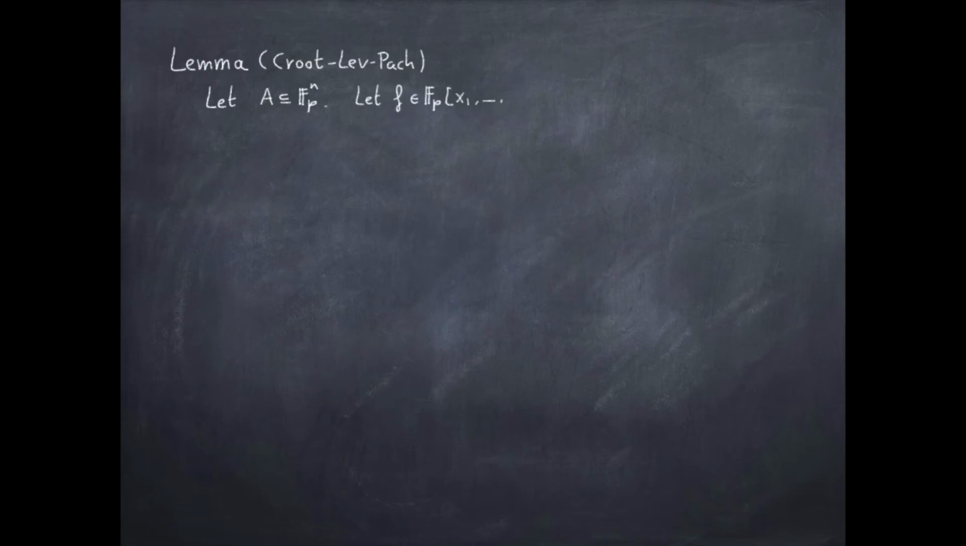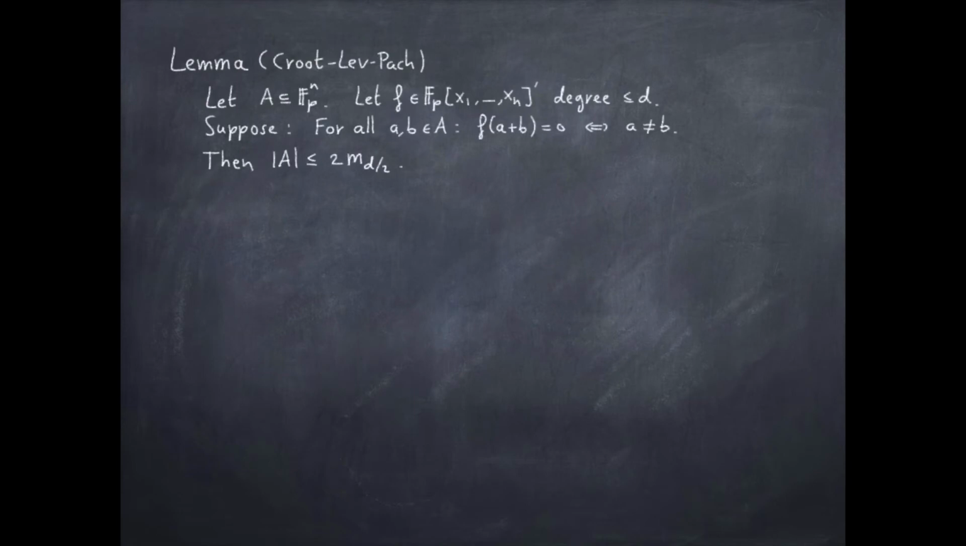We now come to the key lemma of Kleinberg and Pach. The statement of the lemma is as follows. We let A be a subset of the n-dimensional space over F_p, and we let f be a polynomial in n variables of degree at most d. Now suppose that for any two elements a and b in the set A, f of a plus b is 0 if and only if a and b are distinct. The claim is that the cardinality of A can then be bounded in terms of the degree d. It is at most 2 times the number of monomials of degree at most d over 2.